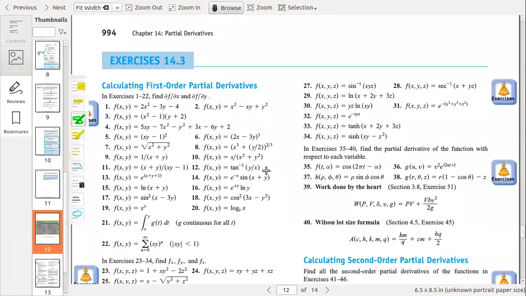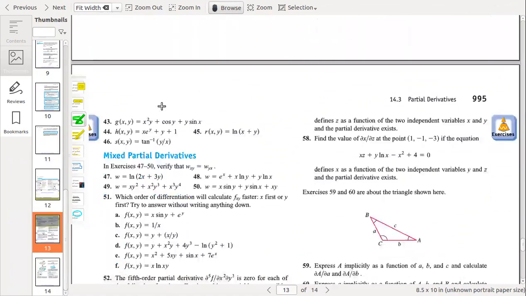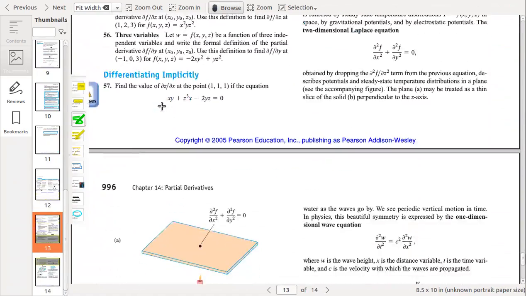So these are the questions. For example, the question is to find partial f over partial x and partial f over partial y. So what will be the answer of this question? If we calculate partial f over partial x, the answer will be 4x. And if we calculate partial f over partial y, the answer will be minus 3. So it's not so difficult.